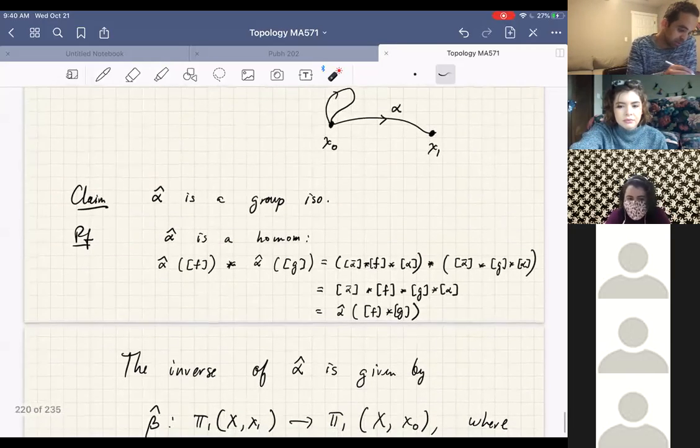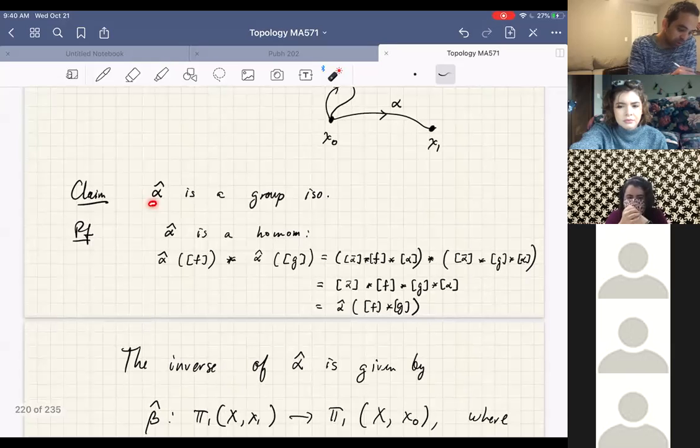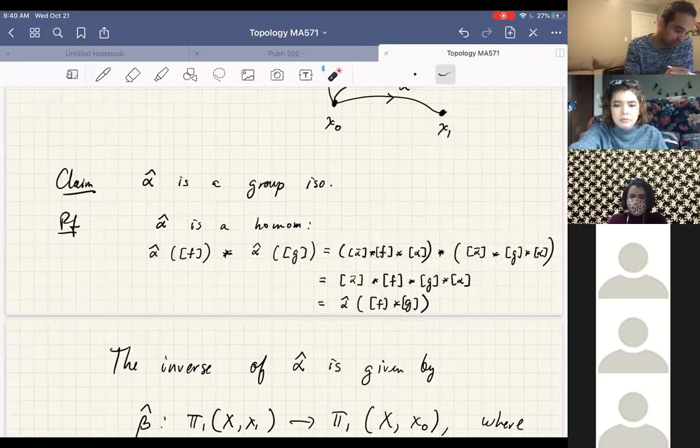So this is what I mean. First we show alpha hat is a homomorphism, that it's compatible with the multiplication. That's kind of straightforward, but let's just show it. If you take alpha hat of f and you take alpha hat of g, again, I should use Greek letters for these loops, but I will not do it here.